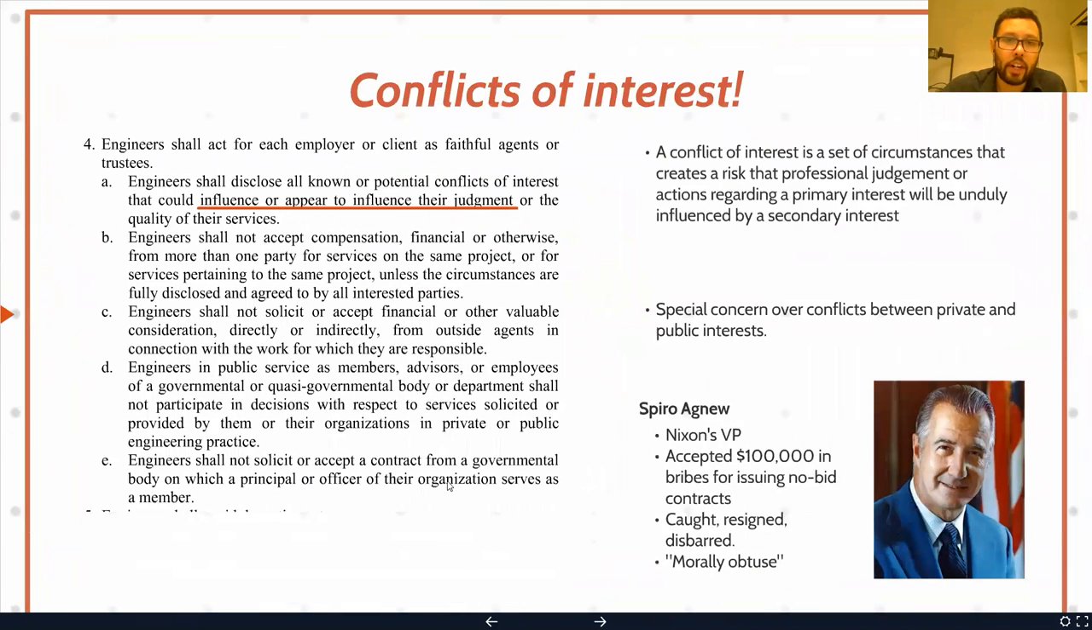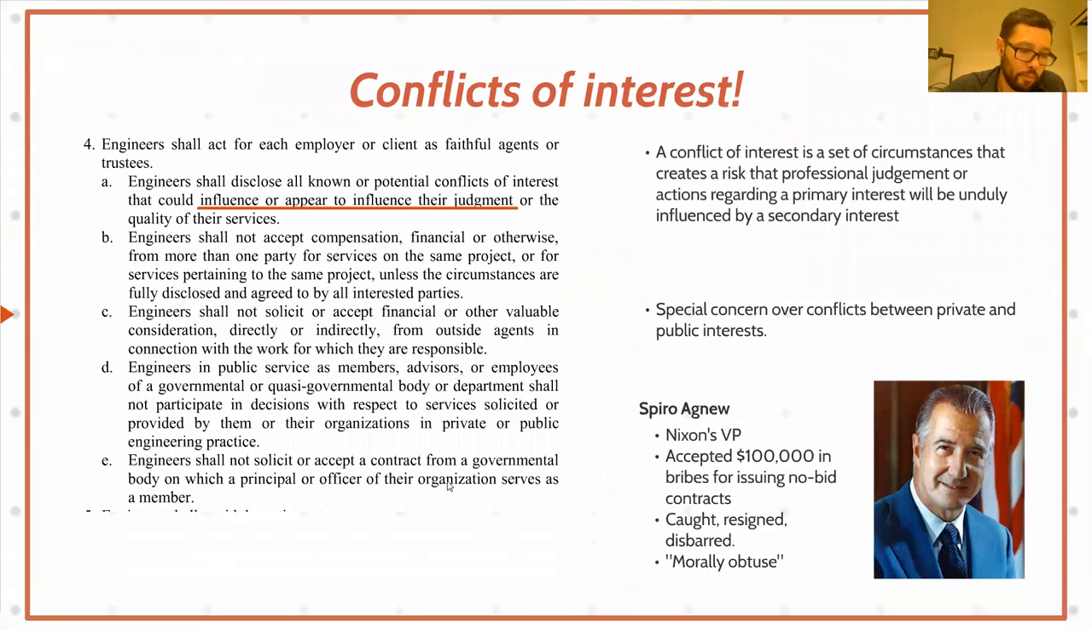And this gets into the general issue of conflicts of interest. And quite a lot of the Code of Ethics is set up to deal with cases of conflicts of interest. The definition I have over here, conflict of interest: a set of circumstances that creates a risk that professional judgment or actions regarding a primary interest will be unduly influenced by a secondary interest. And again, the primary interest for professional engineers is the health and safety and welfare of the public. So if any other influence causes you to disregard the health and safety and welfare of the public in favor of some other interest, then that's a conflict of interest.